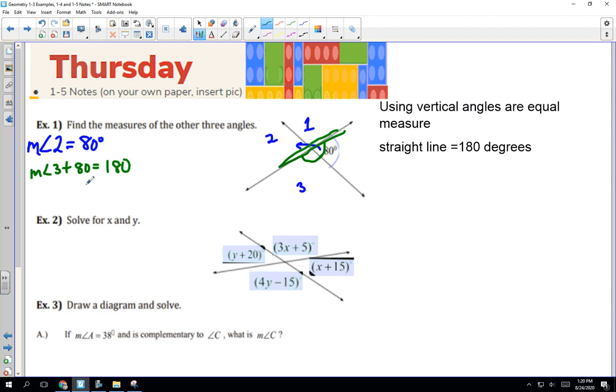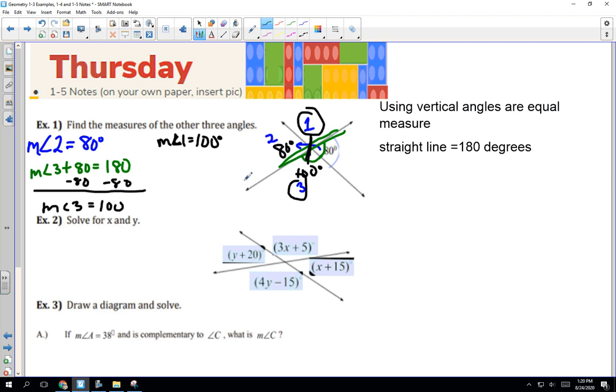Okay, so if the measure of angle 3 and 80 degrees add up to be 180, then the measure of angle 3 has to be 100. And then we're going to use vertical angles to find the measure of angle 1. Sorry, this is that sideways L. If angle 3 is 100 degrees, then angle 1 has to be the same because they are vertical angles.